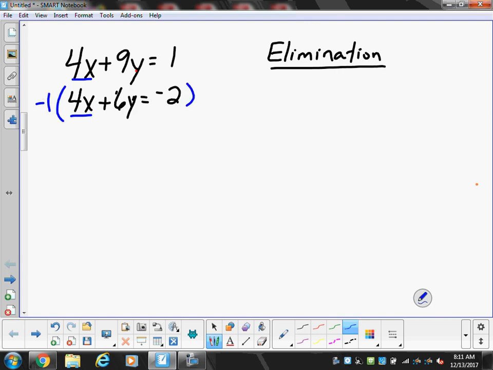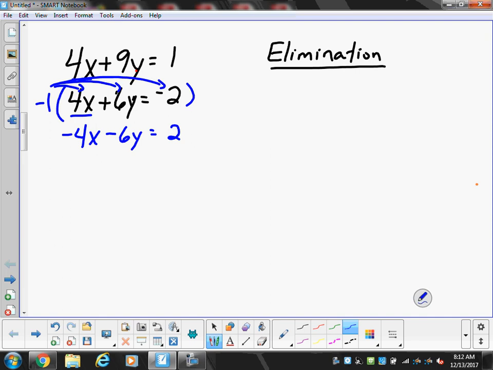So what we do is we multiply one of them by a negative 1, and you multiply the entire equation by that. So negative 1 times 4x is negative 4x. Okay. Negative 1 times 6y is a negative 6y. Negative 1 times negative 2 is a positive 2. Okay, so when you distribute a negative 1, all it does is change the sign on every term.